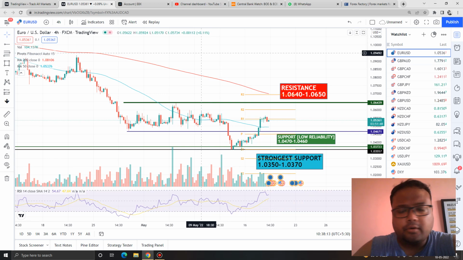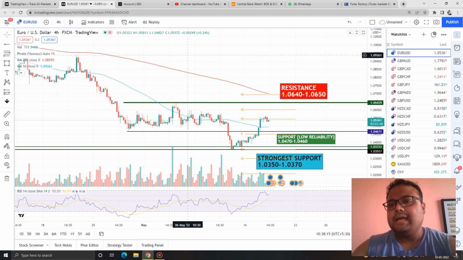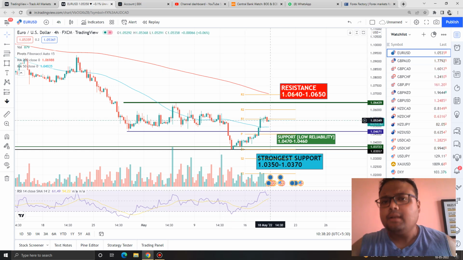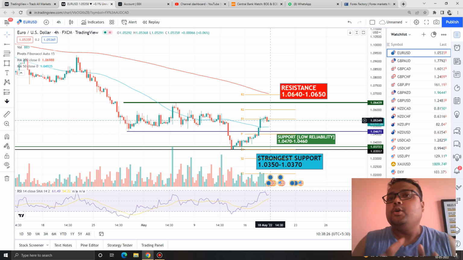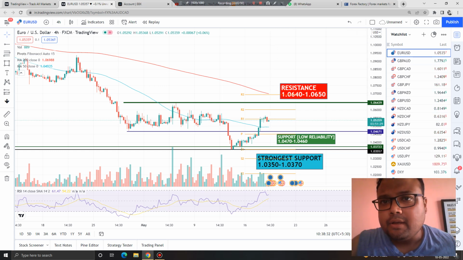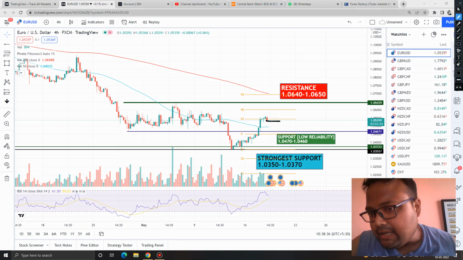This is the 4-hour chart of Euro USD in front of us, and as you can see, I have marked 3 levels. Right now the market is trading in the middle. If you have any ongoing position on Euro USD, you can continue with it. But if you're looking for a fresh entry, I suggest this is not the right time, because the market is standing in the middle.